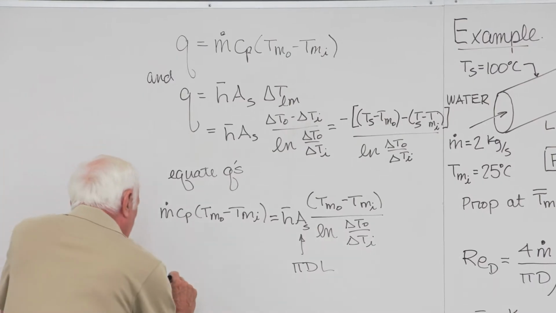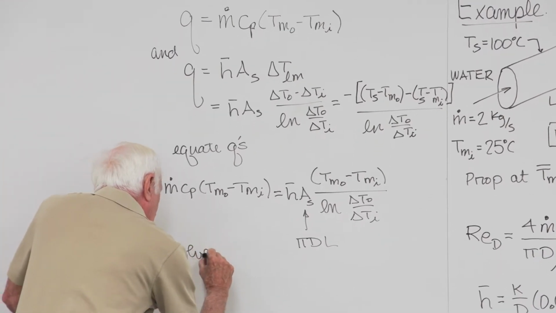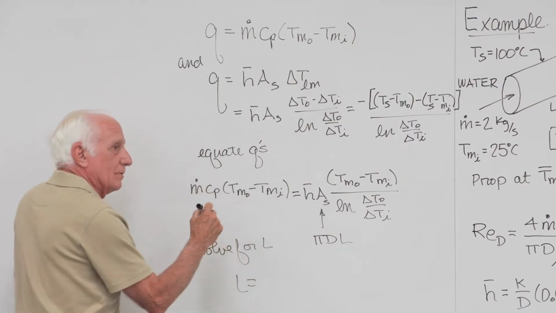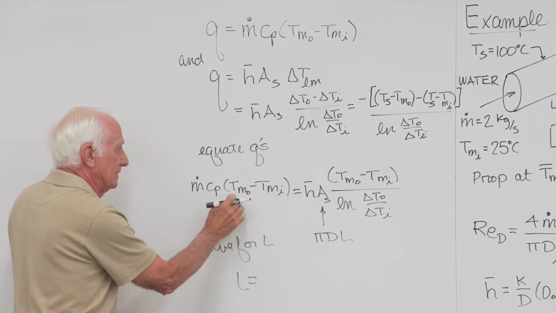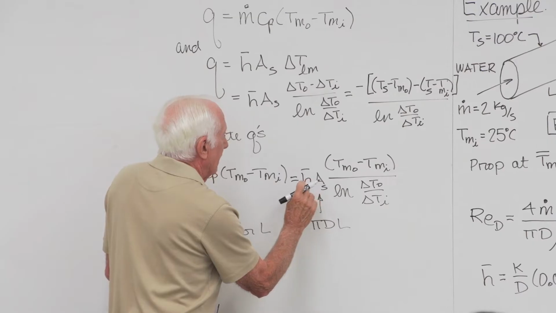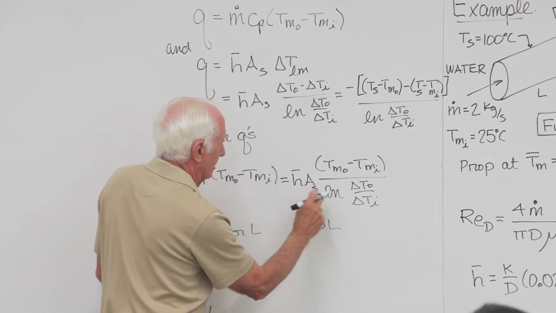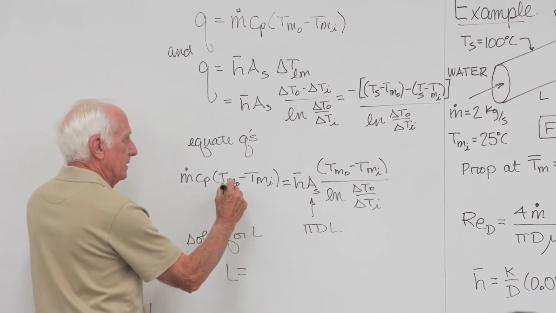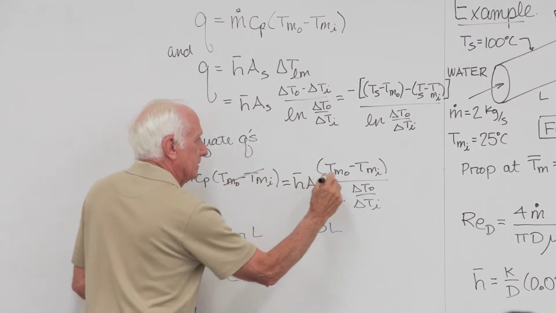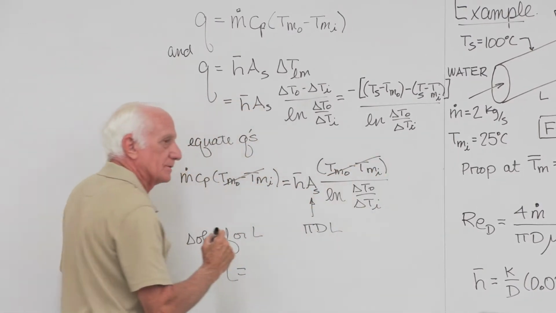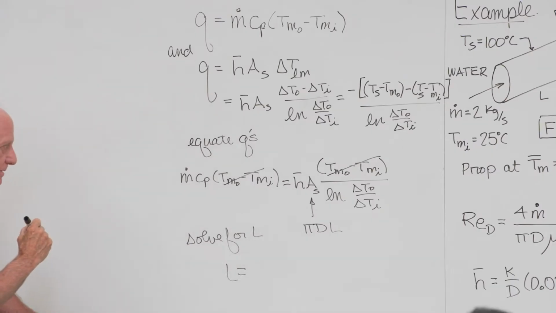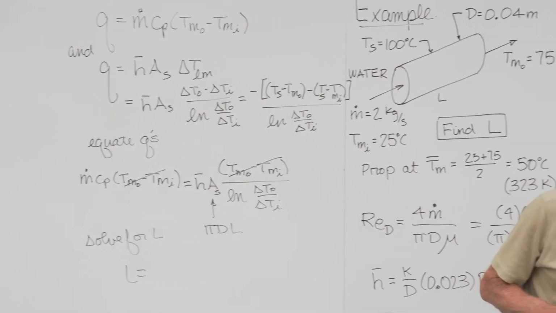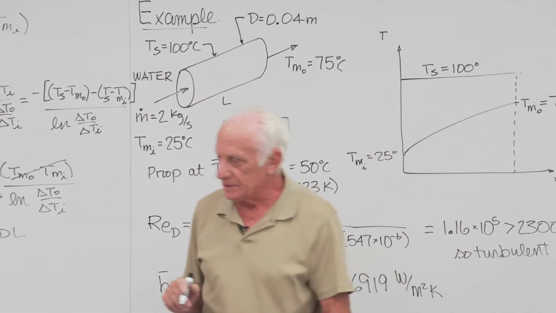Solve this for L. I know everything. m dot C sub P, T mean out, T mean in. I found h bar. I know everything. Oh, of course, by the way, notice here, T mean out minus T mean in, T mean out minus T mean in, cancel, cancel, both sides. Do the math, and you get 10.6 meters.